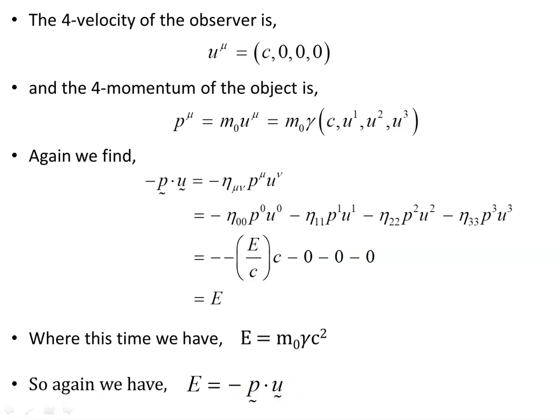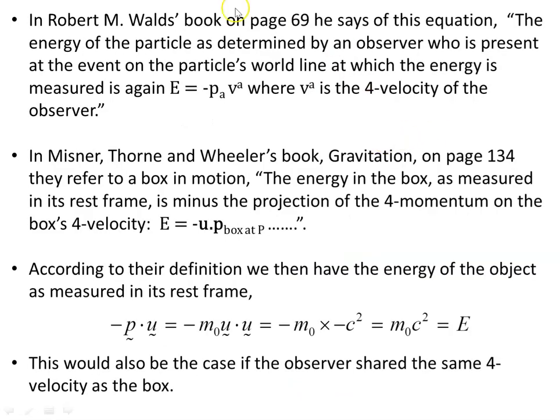Handy relationship. Now, Robert M. Wald's book, on page 69, he says of this equation, the energy of the particle as determined by an observer who is present at the event of the particle's world line at which the energy is measured is again that relationship, E equals minus four-momentum dotted with the forward velocity, where VA is the forward velocity of the observer.